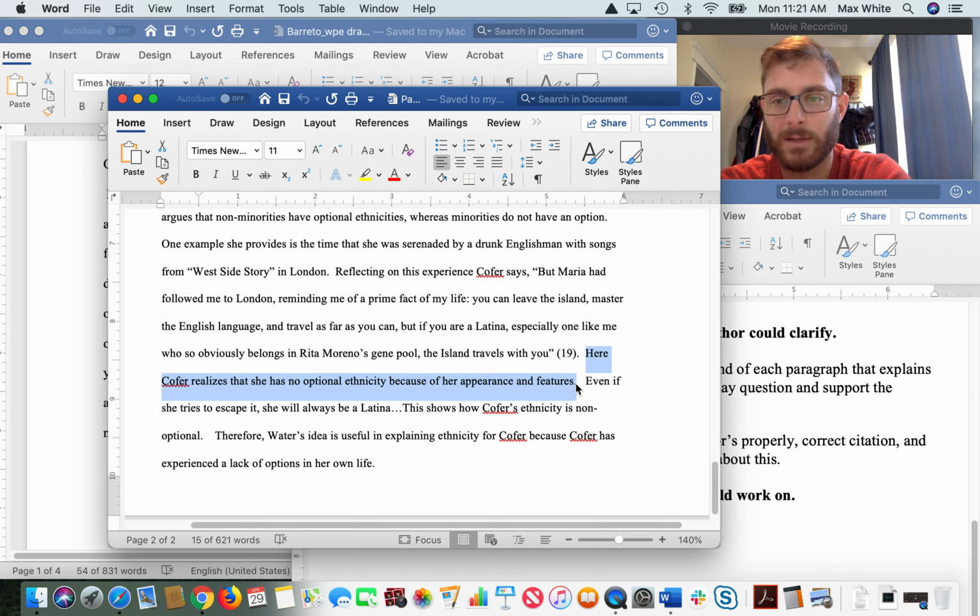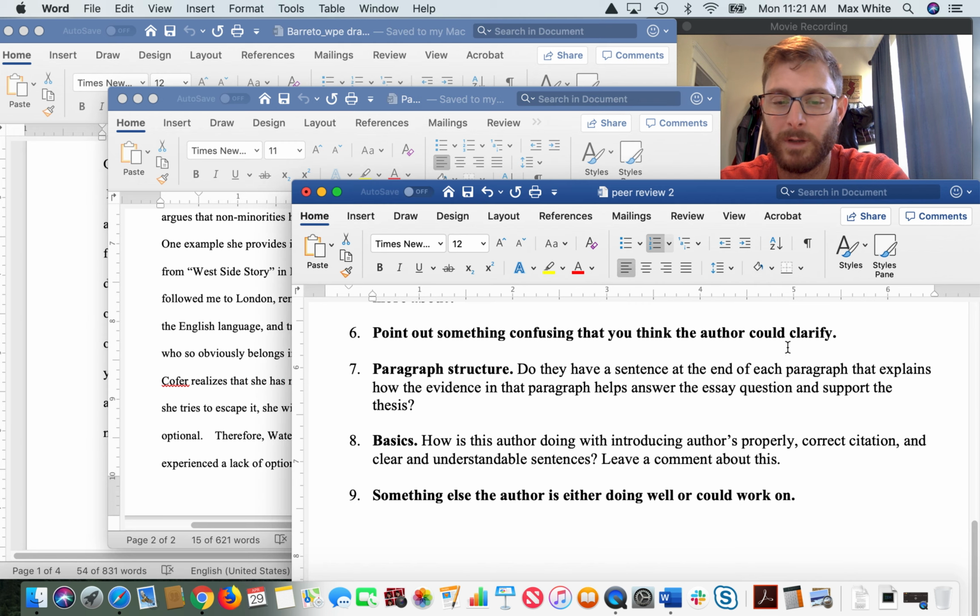What's great about this sentence is that the writer's using one of Waters's key terms, optional ethnicity, to describe Coffer. So she's applying one writer's idea to another's. That's the kind of thing that we want to do. We want to take an idea presented by one writer in this reading set and apply it to a different essay. Okay? That's what WPE is really about in a lot of ways.